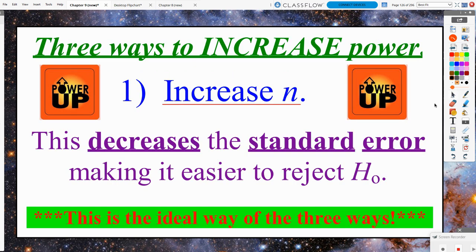So there are 3 ways that we can increase power to correctly reject the null hypothesis. We can, number 1, increase the sample size that we used in our sample. What this will do is it'll decrease the standard error, that square root part of our standardized test statistic, and therefore making it easier to reject the null hypothesis. And I will say this is the ideal way to increase power out of the 3 ways that we're going to discuss. Just increase your sample size.